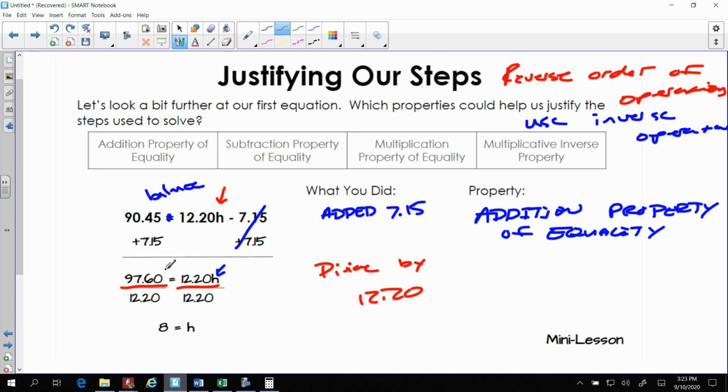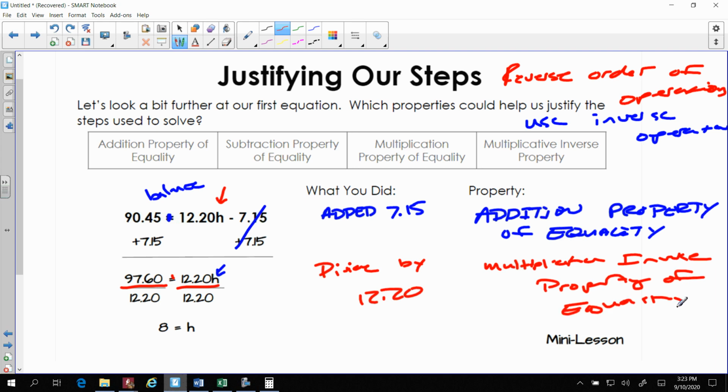Because what I do to one side, remember our balance point, I have to do to the other. This is multiplication inverse. Because remember, the inverse of multiplication is division. Multiplication inverse property of equality. Right, so if I divide both sides by $12.20, I should get 8 hours of work.